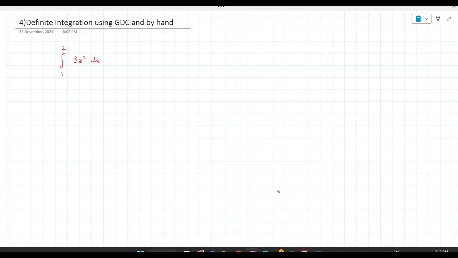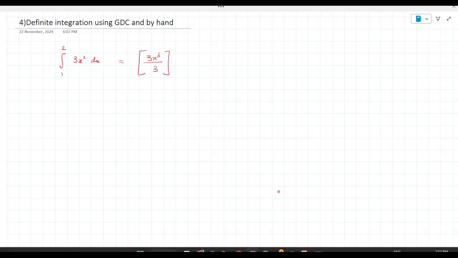Now pay attention. Calculator, obviously you have to fill out that template. But what to do by hand? Because if they give you certain variables, you'll need to know the technique. So what you need to do is, you integrate first. 3 x cube upon 3.